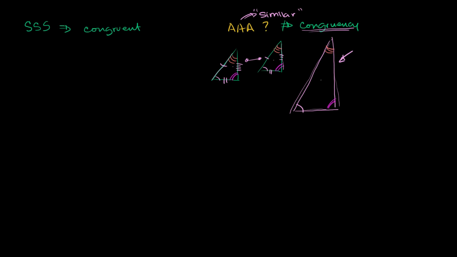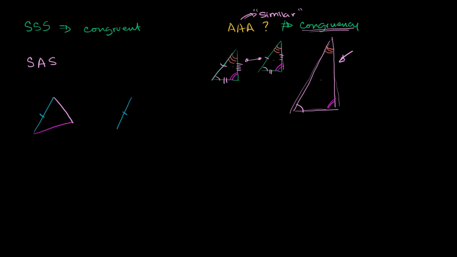What about side, angle, side? So let's try this out. Side, angle, side. So let's start off with a triangle that looks like this. I have my blue side, I have my pink side, and I have my magenta side. And let's say that I have another triangle that has this blue side. It has the same length as that blue side. So let me draw it like that. So that length and that length are going to be the same.